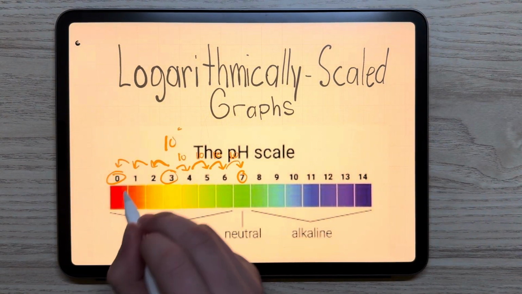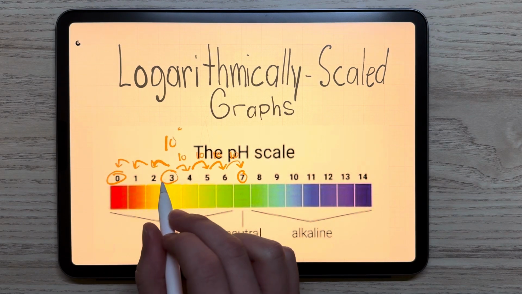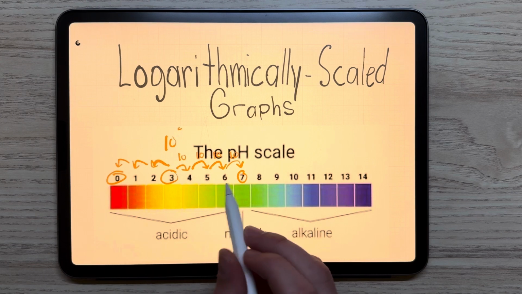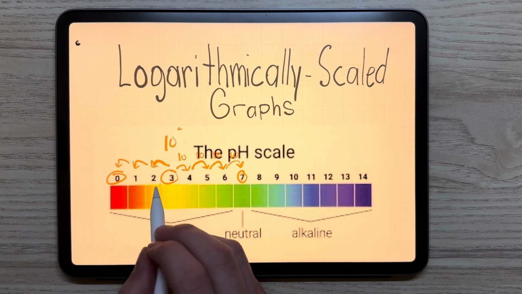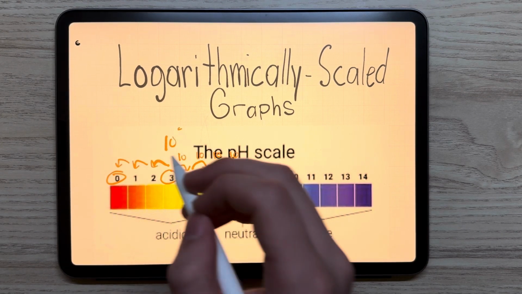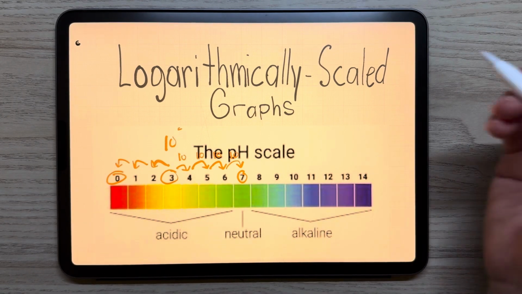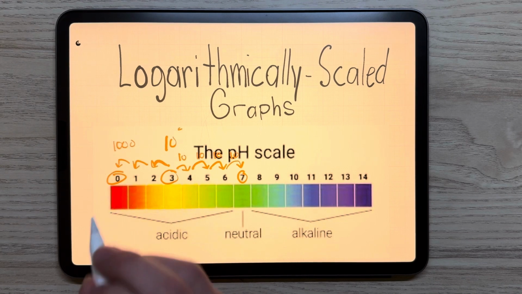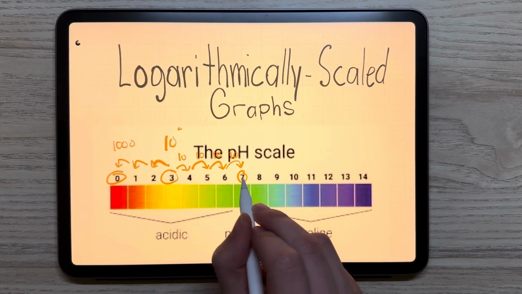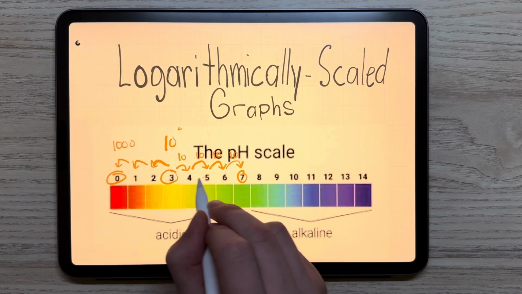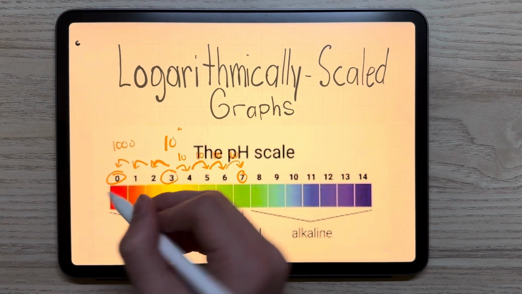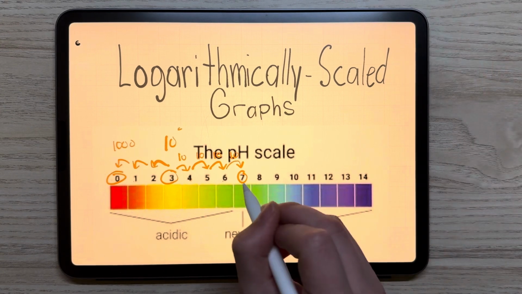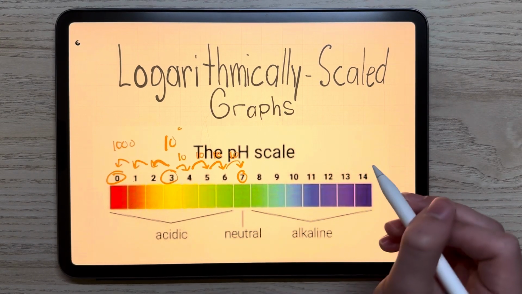So something with a pH of 0 is going to be 3 times more acidic than something that has a pH of 3. Sorry, I meant to say 10 to the 3rd power times more acidic, aka 1,000. So this is 1,000 times more acidic. And this is going to be 10 to the 7th power times more acidic than the water with a pH of 7.